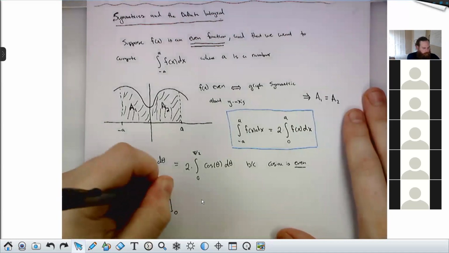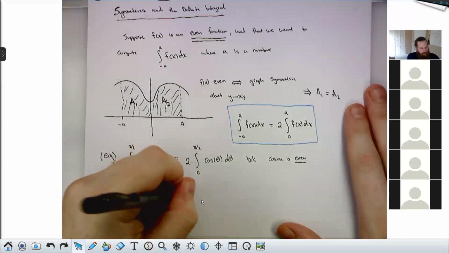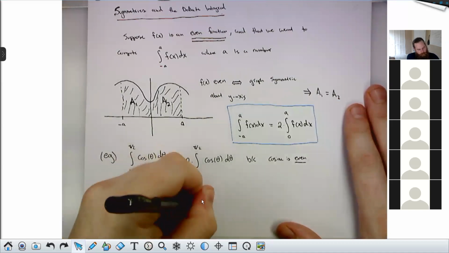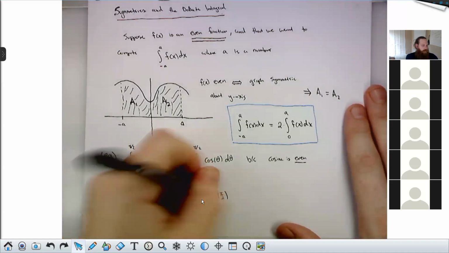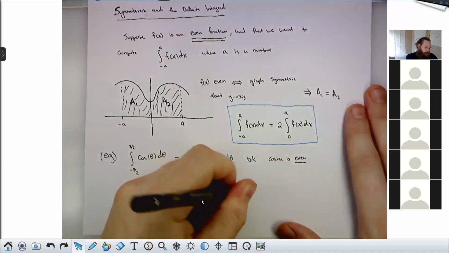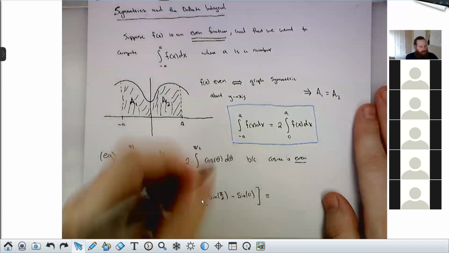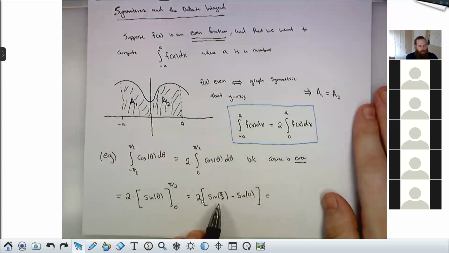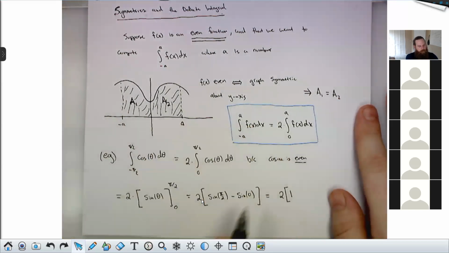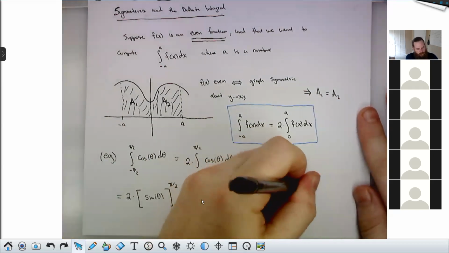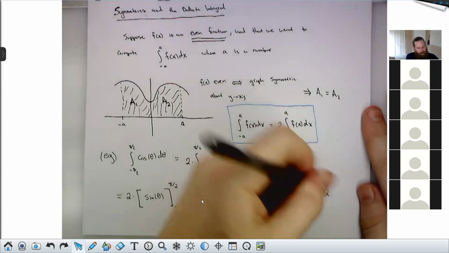And I can evaluate this from 0 to pi over 2. So that's 2 times the sine of pi over 2 minus the sine of 0. And the sine of pi over 2 is 1. So this is 2 times 1 minus the sine of 0, which is 0. So this is 2 times 1 minus 0, or just 2.